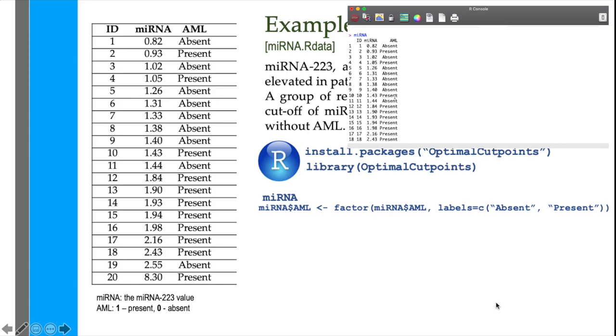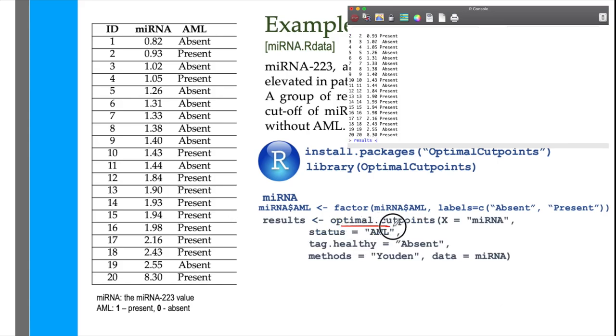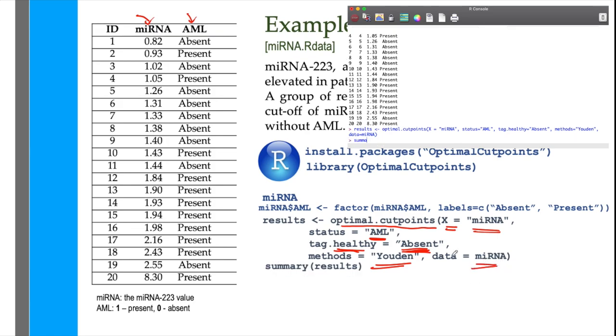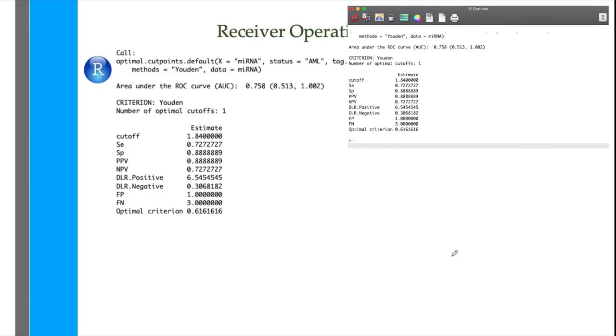Now to run the ROC analysis, all we have to do is to make use of the optimal.cutpoints function. And then after that, we're going to make use of x equals, meaning we're going to declare that our quantitative variable is miRNA and our categorical variable is AML. And then R will ask which is coded as 0, or the one that is the healthy individual, or in other words, the one that doesn't have the disease. In that case, patients who are labeled absent are the ones that are healthy. So we're going to make use of absent here as the tag for healthy equals. And then we made use of the Youden's index, and then again the data file, which is miRNA. And then run summary of the results, and we're going to have these results.